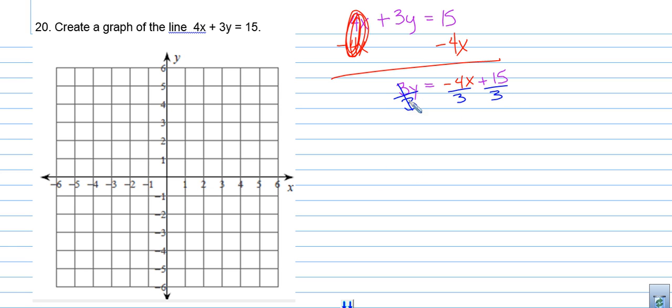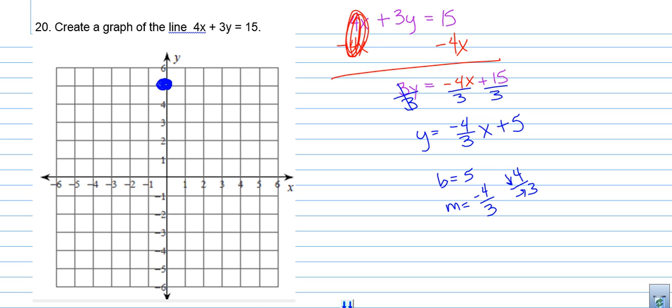Got it? So you get y equals negative 4 over 3x, and 15 divided by 3 is positive 5. So you would start at positive 5 on the y-axis, because you begin with b. So b equals 5, that's why we started there. And m is negative 4 over 3, which means we're going to move down 4 and always to the right 3.